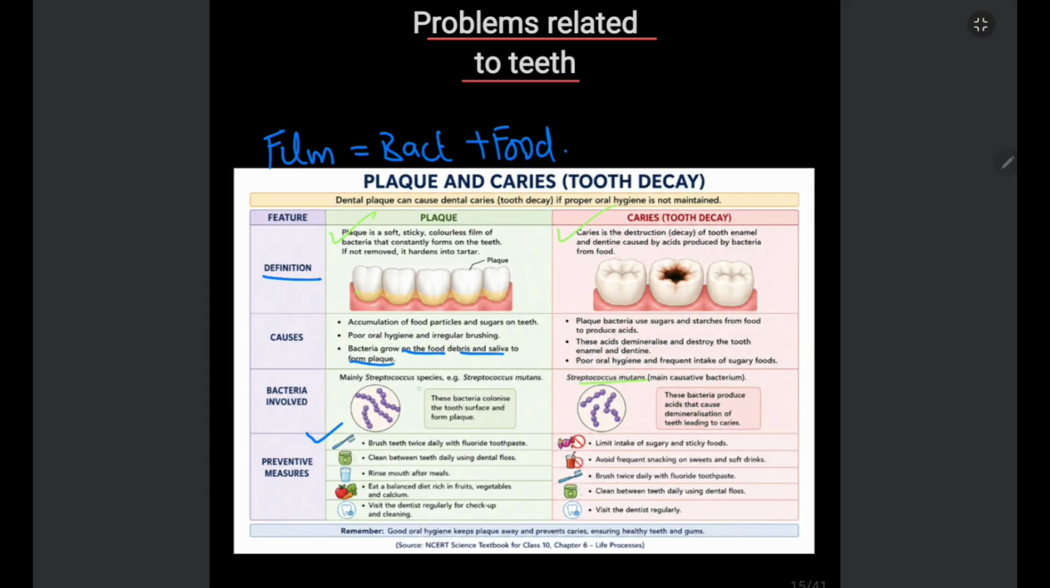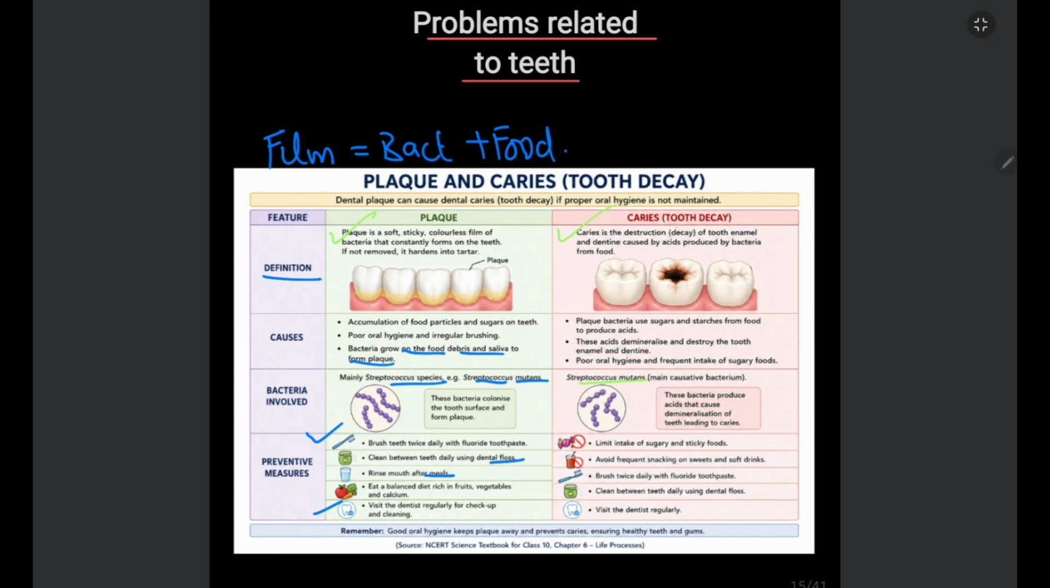The bacteria involved here are Streptococcus species, which is Streptococcus mutans, and obviously it is very much treatable by brushing teeth twice, by using dental floss if required, rinsing the mouth after every meal, eating balanced diet, and also visiting the dentist regularly.